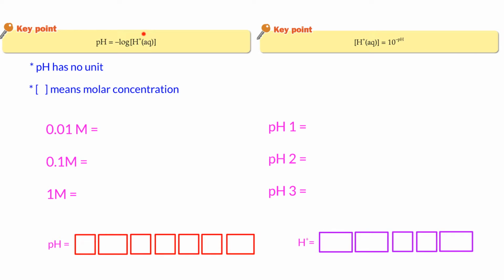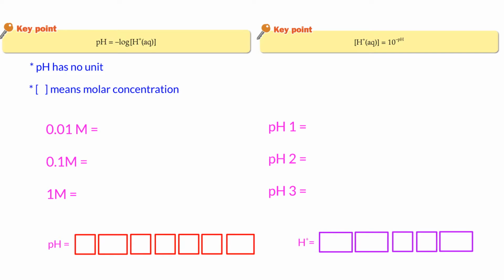Okay, so if we have a molar of H plus, maybe 1 molar, then I put 1 molar here, and then we take the negative log of that. So the pH, you have to notice that it has no unit. So for this, we have to learn how to input it in your calculator.